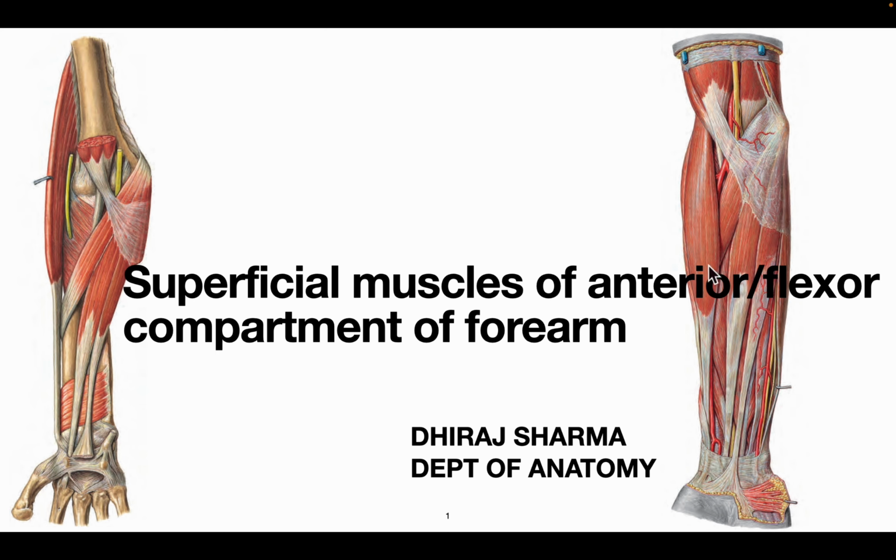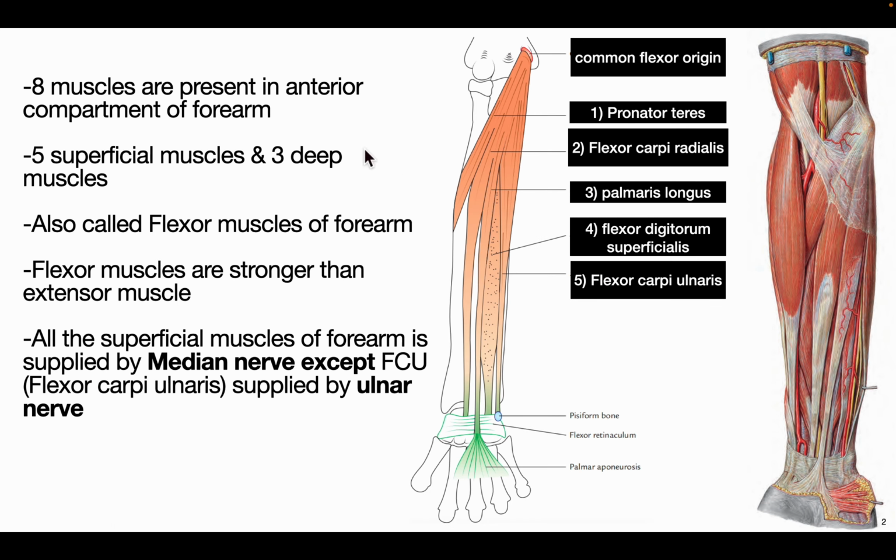The lecture for today's topic is regarding superficial muscles of the anterior, or we can say flexor, compartment of the forearm. There are a total of 8 muscles present in the anterior compartment of the forearm. Out of these 8 muscles, there are 5 superficial muscles and 3 deep muscles. The muscles of the anterior compartment of the forearm are also known as flexor muscles of the forearm, and these flexor muscles are stronger than the extension muscles.